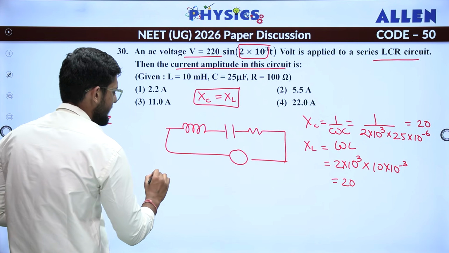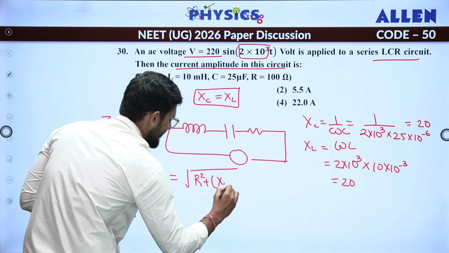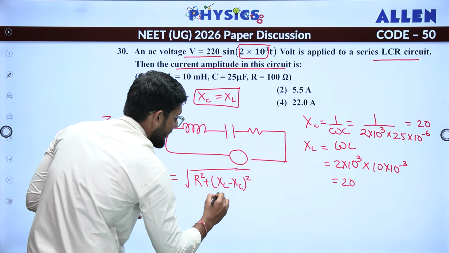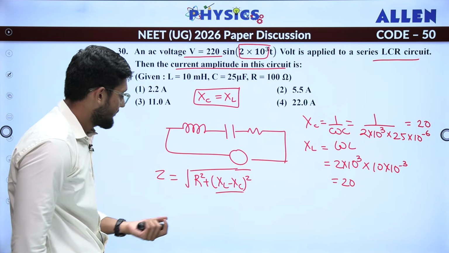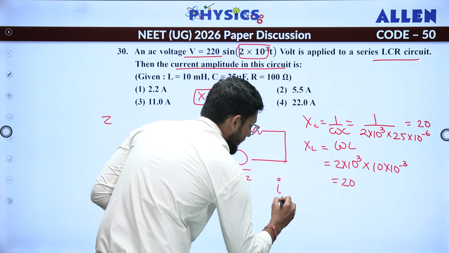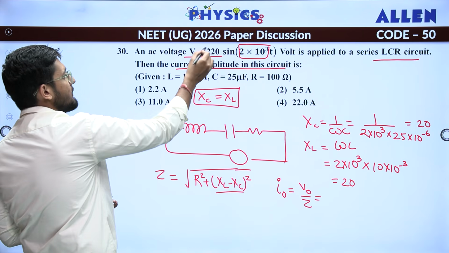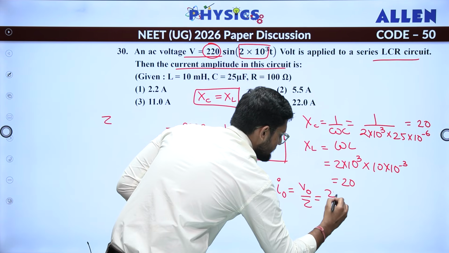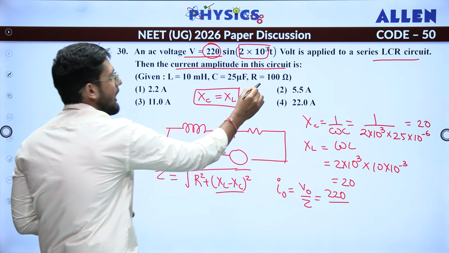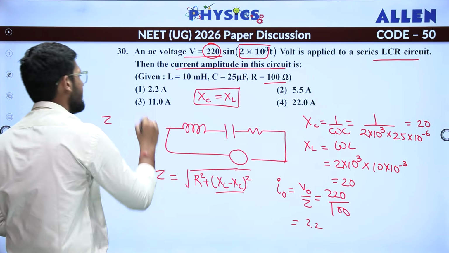You know that the formula of Z is the square root of R square plus XL minus XC whole square. This is 0. The value of Z will be equal to R. And the value of I naught will be equal to V naught by Z. In this case, V naught is 220 divided by R, which is 100. So the value will be 2.2 amperes.